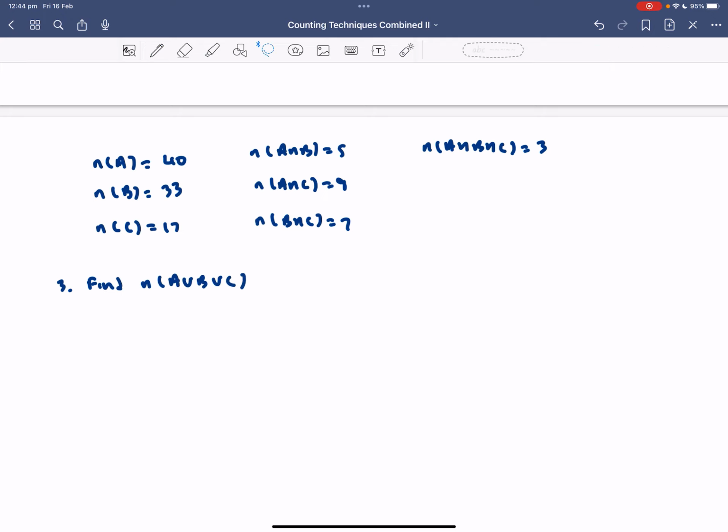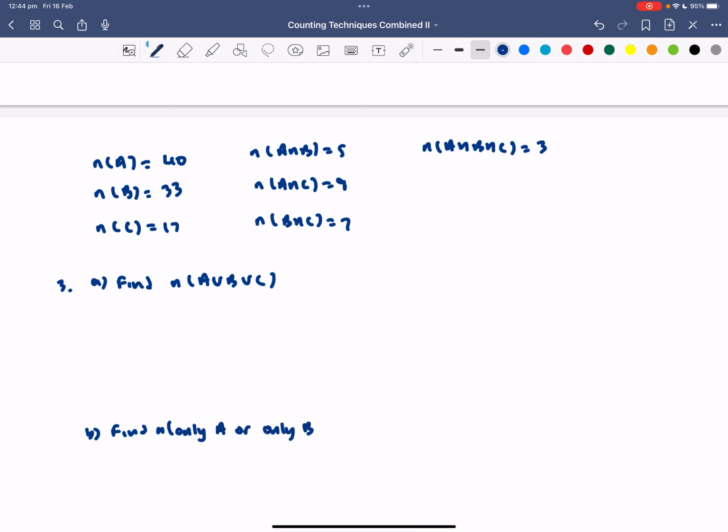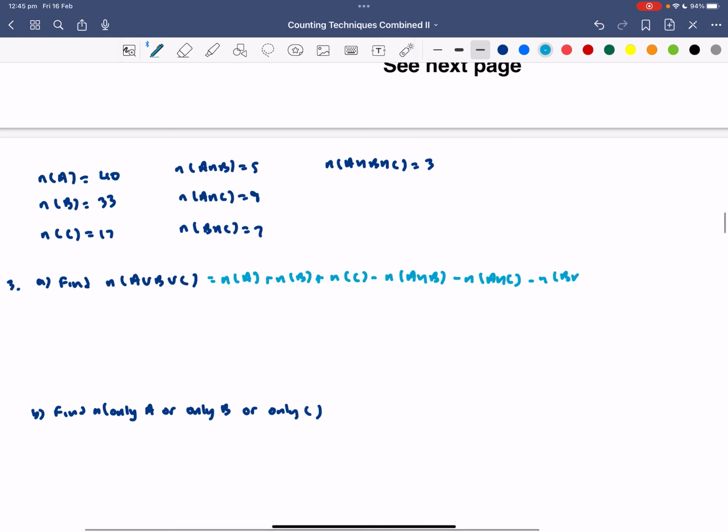But I've got a different variation of that question. The different variation of that question is find the number that did only A or only B or only C. Alright, number in A only, B only, or C only. Now, we know what the formula for this is. The formula for this is so easy. It's just the number in A plus the number in B, plus number in C, minus away all the double intersects, minus number in B and C, and plus the number in A and B and C. That's the formula that we're just used to.